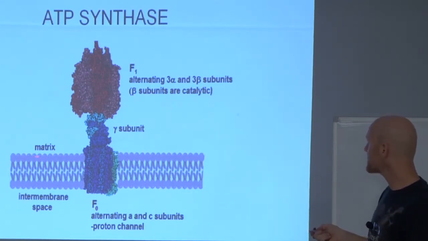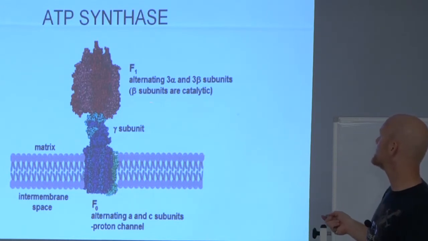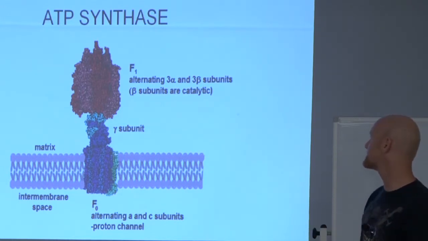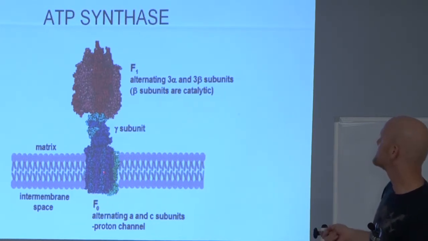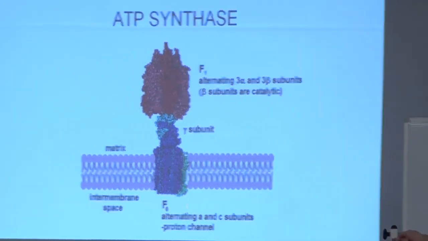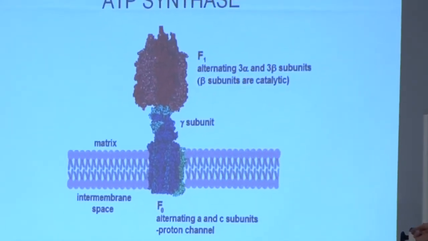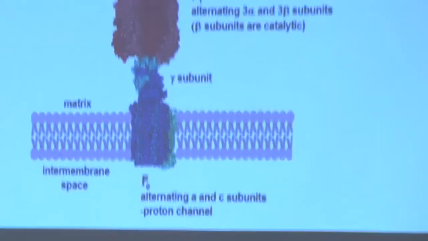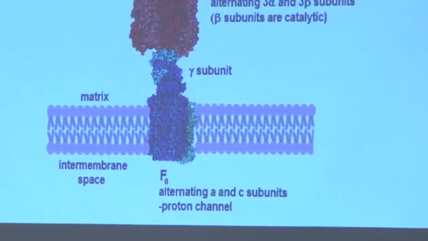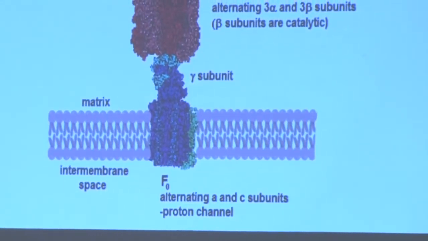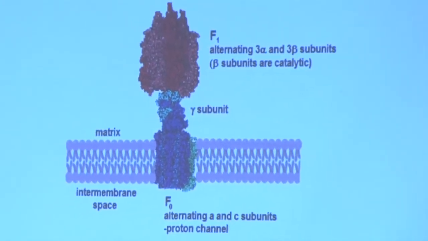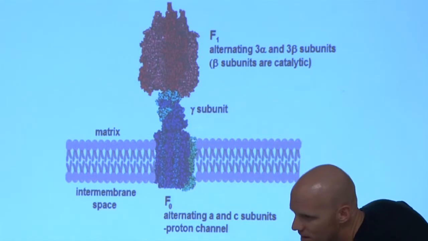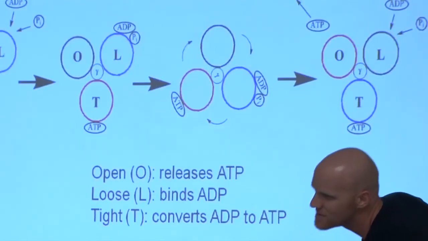So the matrix side is where the F1 ATPase activity is, and then F naught is in the membrane. So F naught has protein channels, these proton channels. Protons are going to flow through. That's going to cause the F1 to spin, to rotate, and as it rotates, we get ATP synthesis. We're going to focus a little more on that particular process.